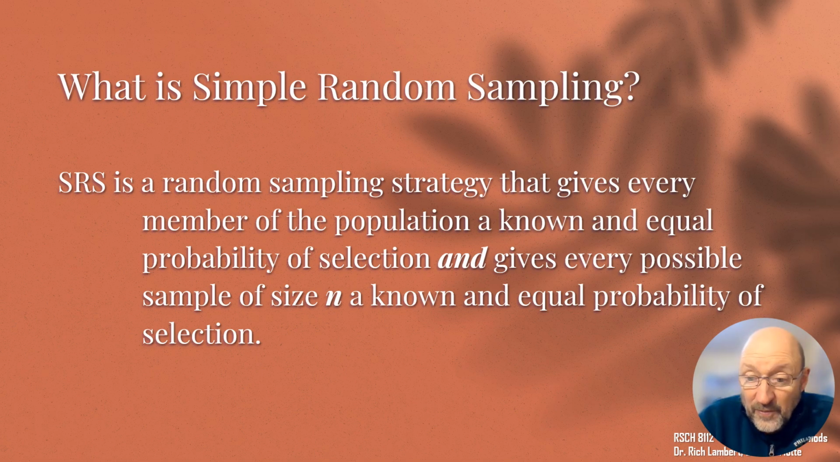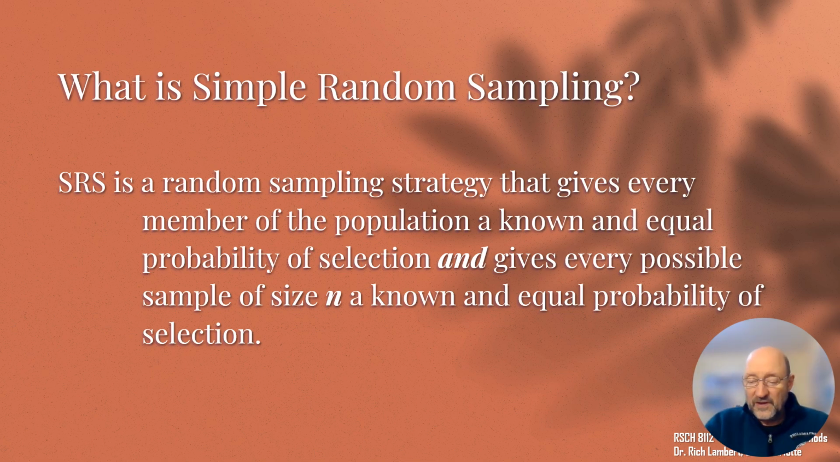So here's more of a formal definition for you. Simple random sampling is a random sampling strategy that gives every member of the population a known and equal probability of selection and gives every possible sample of a particular sample size a known and equal probability of selection. Okay, that's a mouthful, but just break that down and think about it. It's like everybody's got an equal chance of being in the sample, and everybody in the population can be a part of a certain number of possible samples, and all of those samples have an equal probability of selection too.